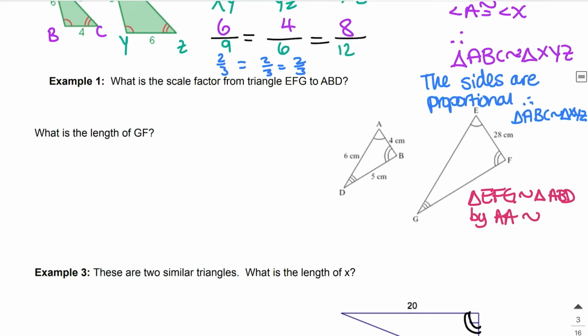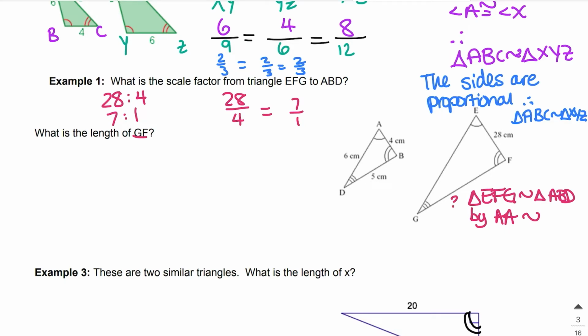Well, we know side EF in this triangle and its corresponding side is 4. So the scale factor would be 28 to 4, or 28 over 4, which ends up being 7 to 1, or 7 over 1, or 7. So we can use that information to help us find out the length of GF. So we want to find this length right here.